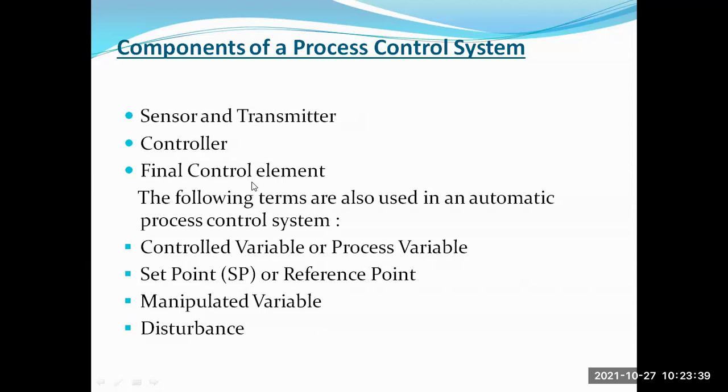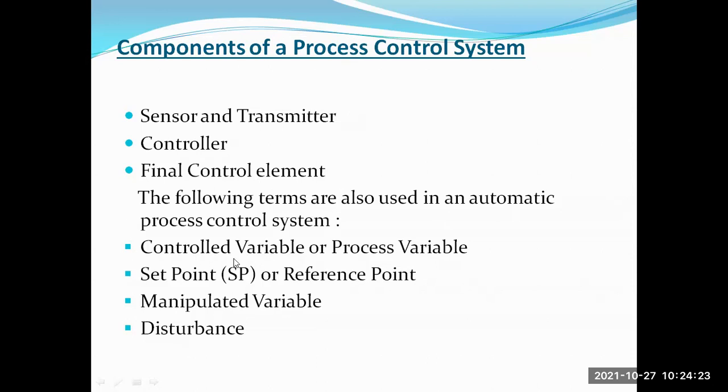The final control element uses different types of valves, different types of conveyors, different types of electric motors, and different types of variable speed or speed control motors. These components take the action to implement the decision taken by the controller. Again, we use this in our process control industry, that is the automatic process control system. This automatic process control system has the following components or parts.